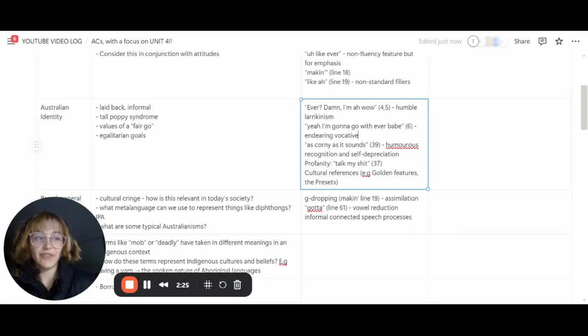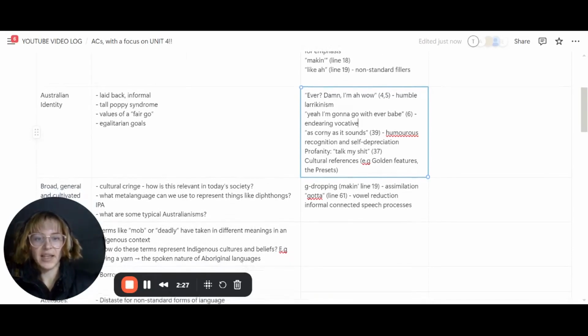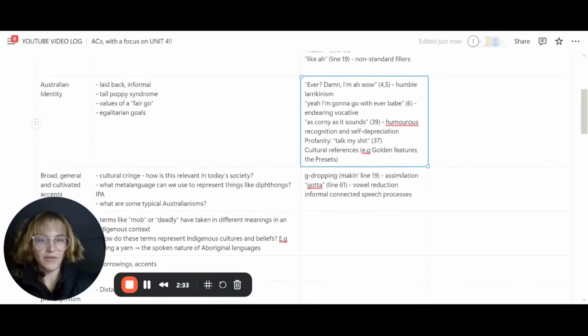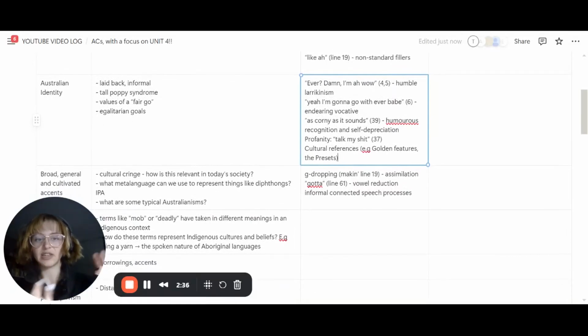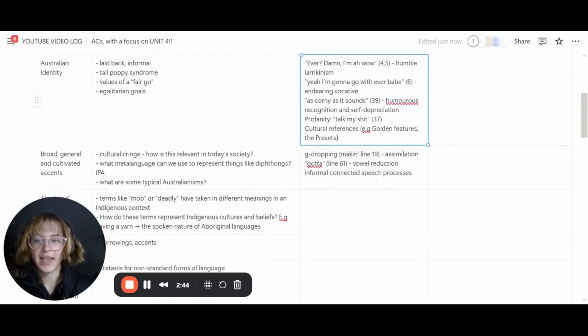And that's very much part of Australian identity. Profanity is very much part of Australian identity. "Talk my shit" in line 37 is an example of it. And then there are cultural references. So they talk about Golden Features, for example, and the Presets, which are Australian bands. So obviously that's going to be relevant to the situational context as well.